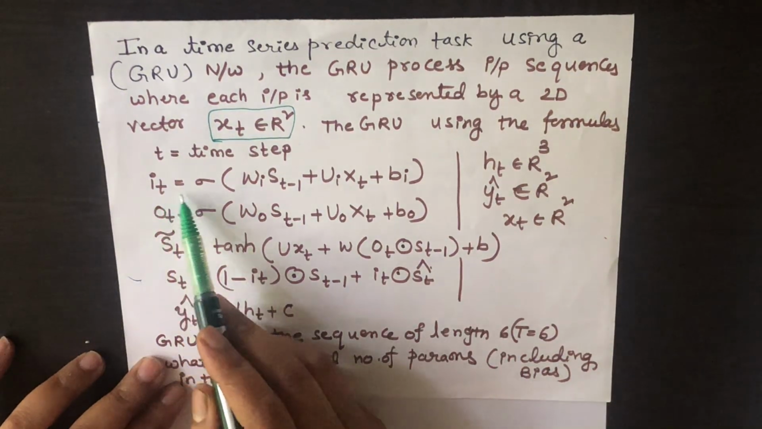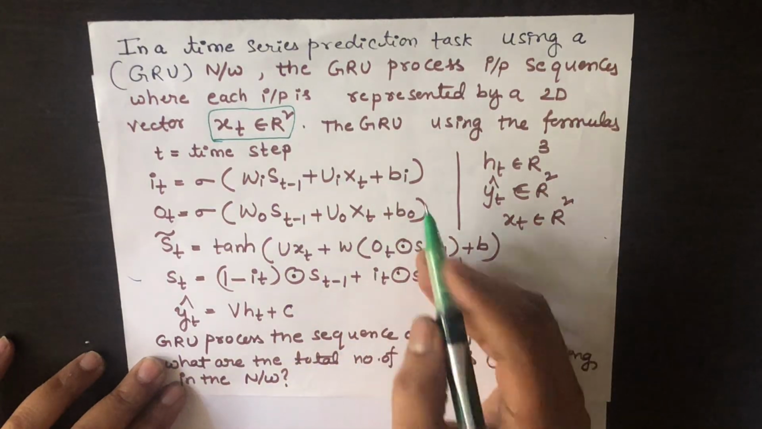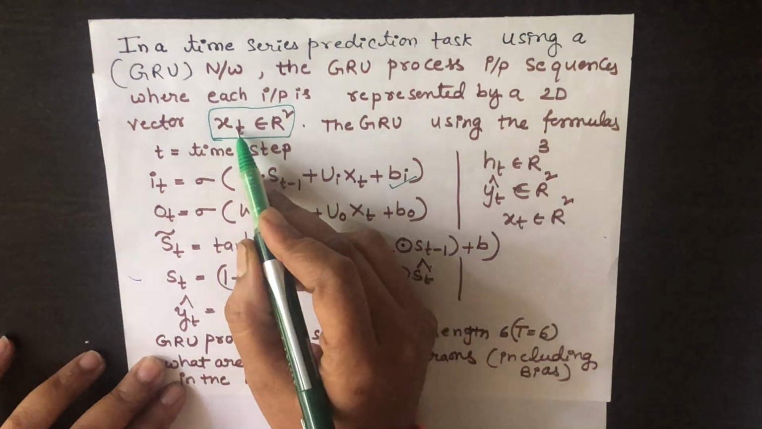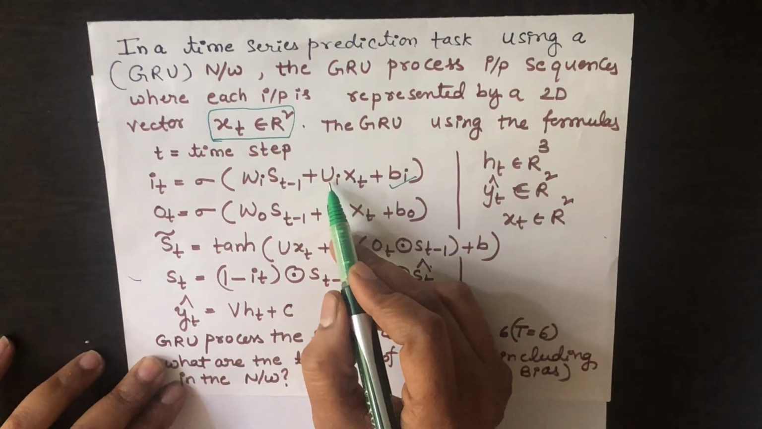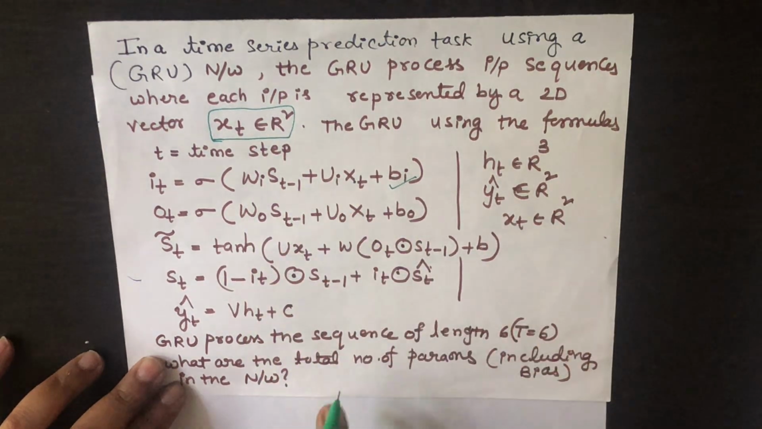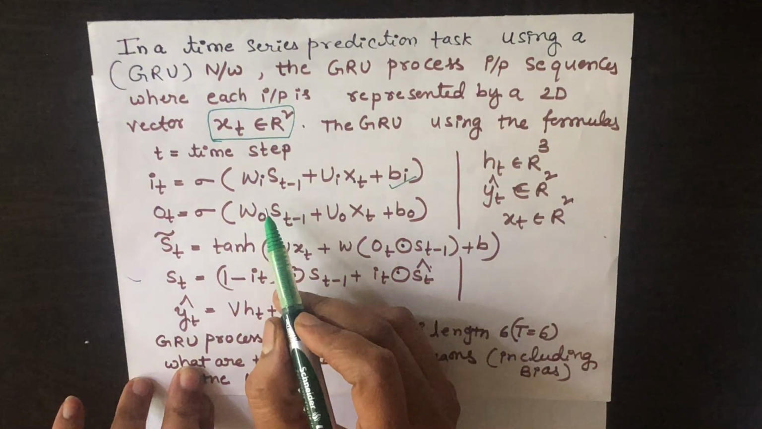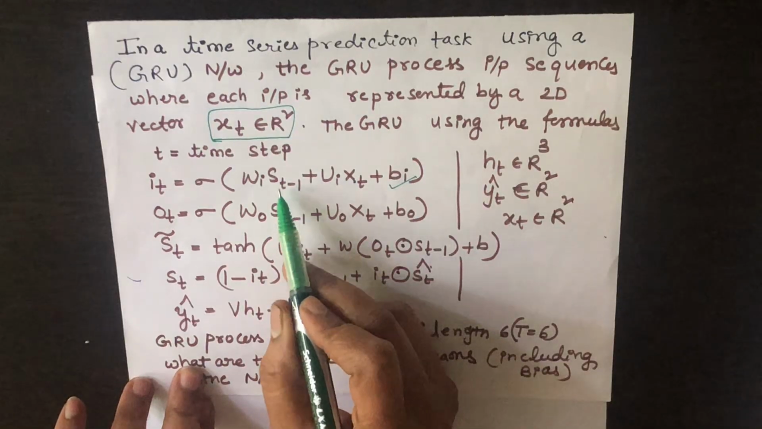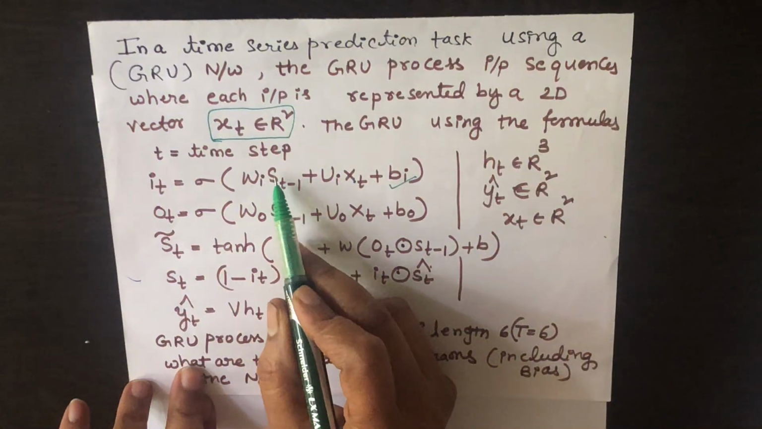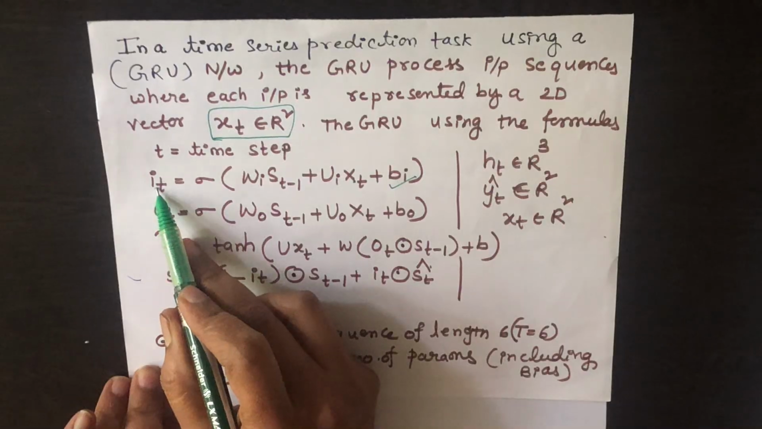I of t equal to sigmoid of Wi S(t-1) plus Ui xt plus bi. So bi is the input bias, xt is the input vector. U, W, V are weight matrices. S(t-1) is the hidden state of the previous state. t is the time step, t minus 1 is the previous state, St is the hidden state. It is the update gate.